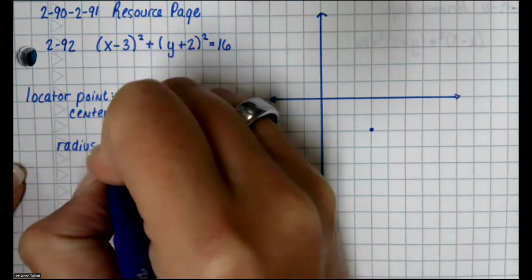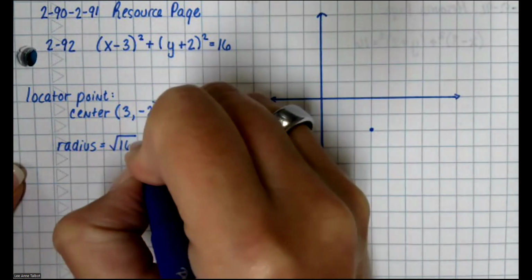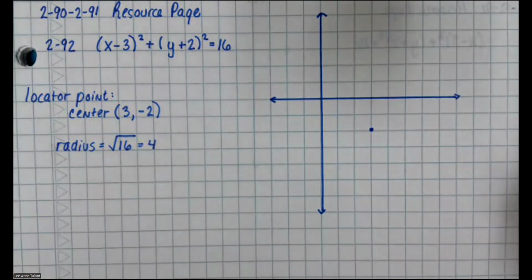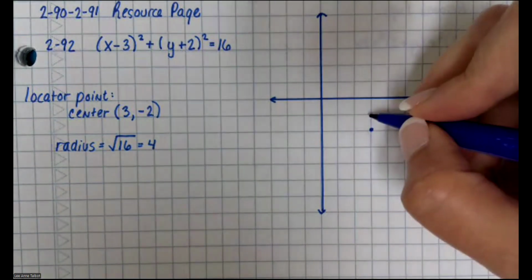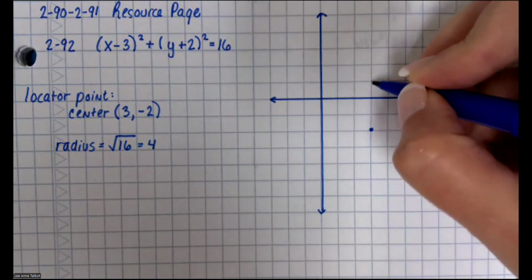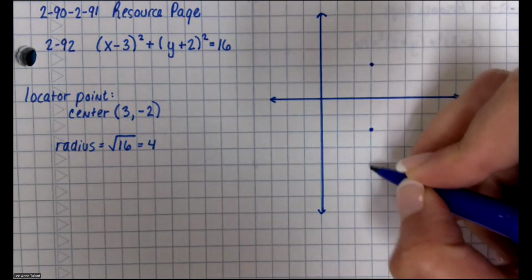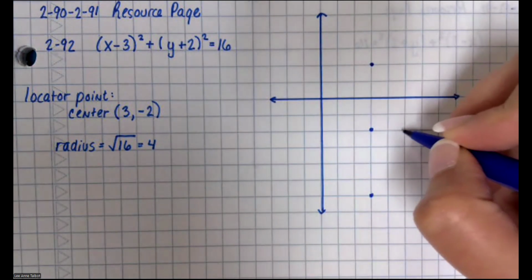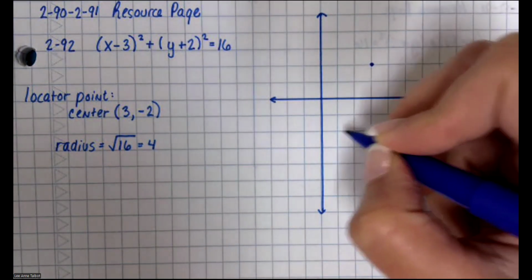The radius is the square root of 16, which is 4. Remember, the formula is radius squared, so you have to square root it to get the radius. So what you do is you count 4 boxes every direction from the center. So 1, 2, 3, 4, 1, 2, 3, 4, 1, 2, 3, 4, 1, 2, 3, 4.